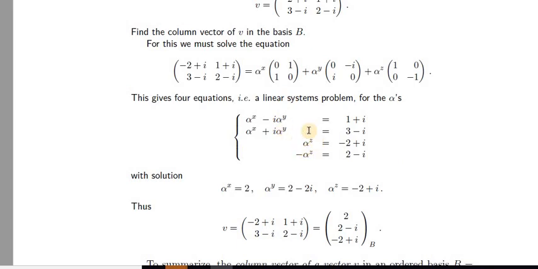Now, this is just an ordinary system of linear equations with 3 unknowns. Notice that these 2 equations are really the same, so it becomes 3 equations. Now, don't be thrown off by the complex coefficients. You still solve it the same way you'd solve a system with real equations. And you can come up with the 3 coefficients. And these 3 coefficients are the coefficients in the basis B that express this 2 by 2 matrix.